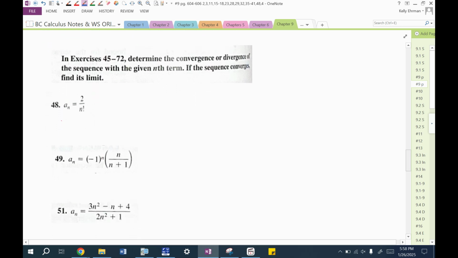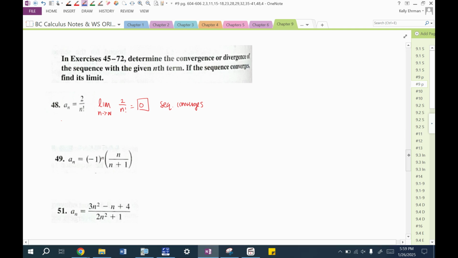Determine the convergence or divergence of the sequence given the nth term. If the sequence converges, find its limit. So the limit as n approaches infinity of 2 over n factorial, that's definitely 0. So this sequence converges. And that just means, I wrote this every time on my key. I'm not going to write it out here for the video, but that means that if we were to graph this, the terms would be approaching 0.